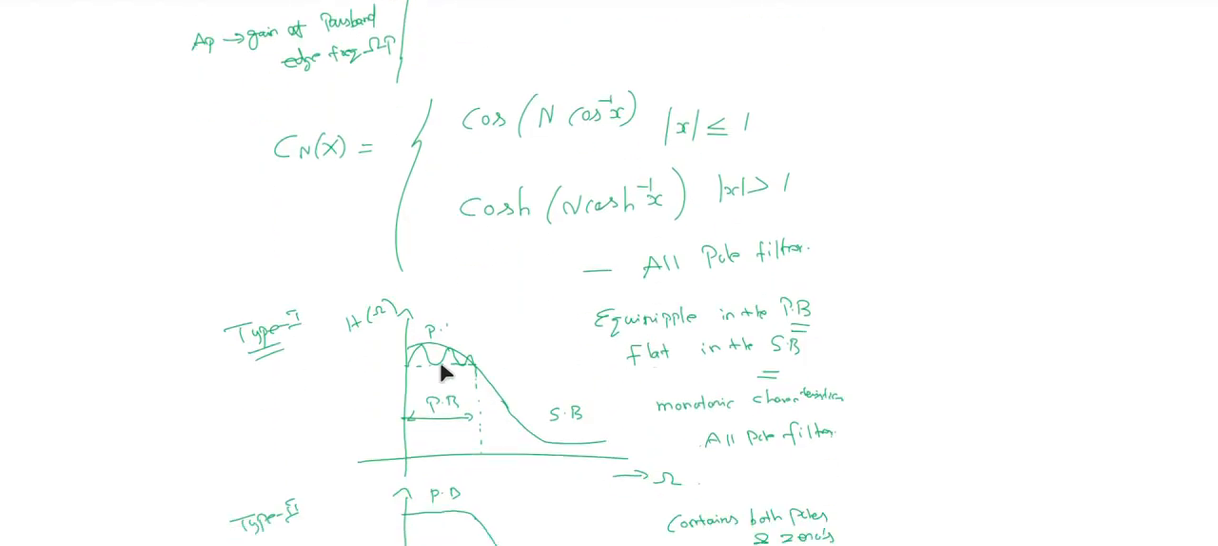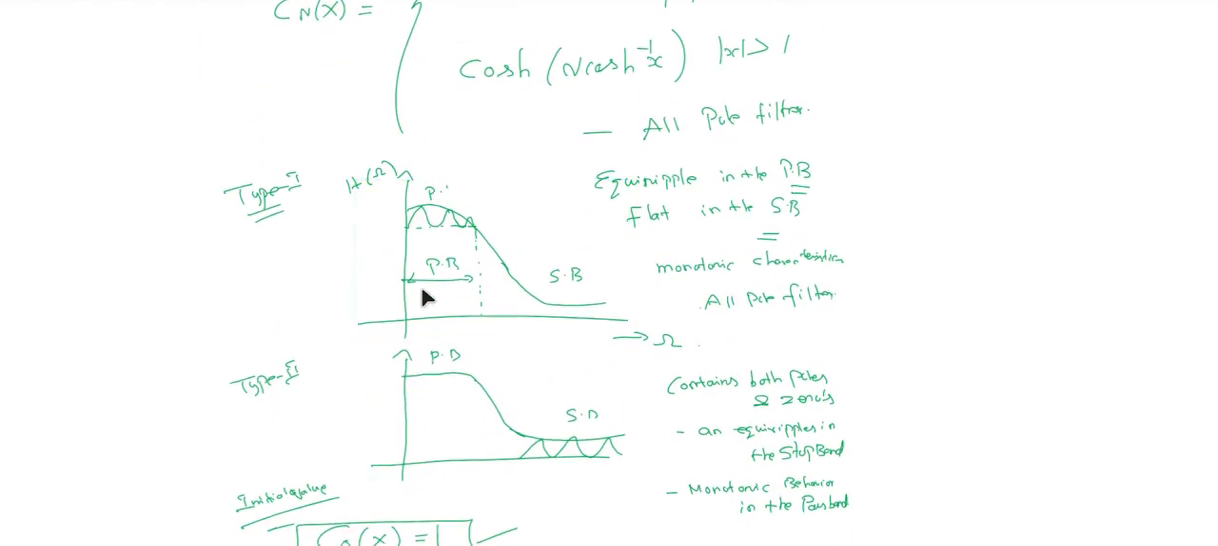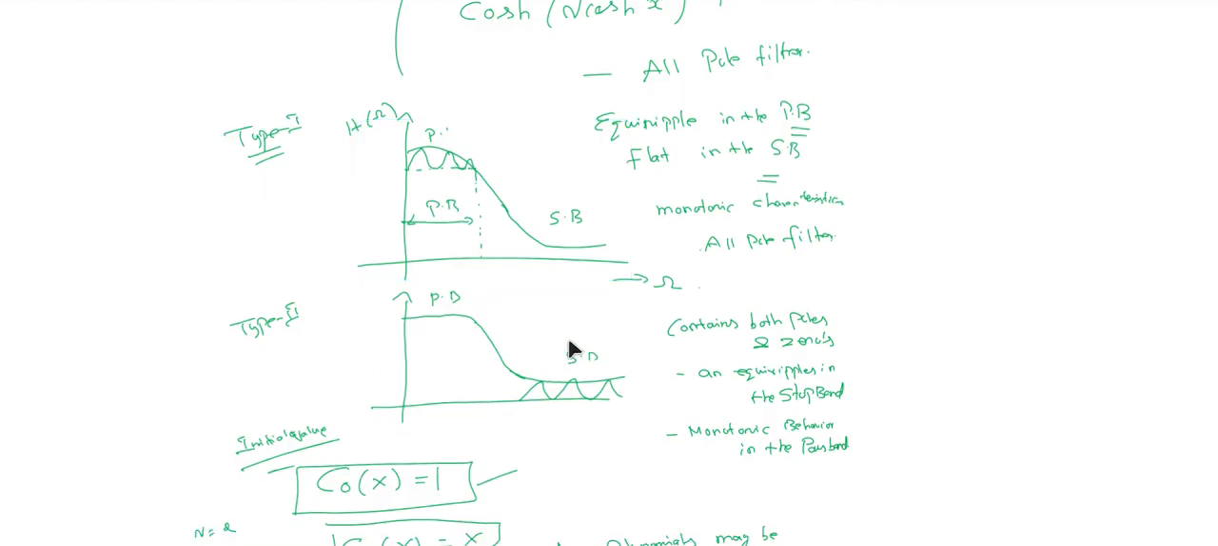Now the type 1 and type 2 difference. If you see the frequency response, the type 1 is an all pole filter. The frequency response is equiripple in the passband and flat in the stop band, so monotonic characterization. So it's also called an all pole filter. Then type 2 contains both poles and zeros, with equiripple in the stop band and monotonic behavior in the passband.